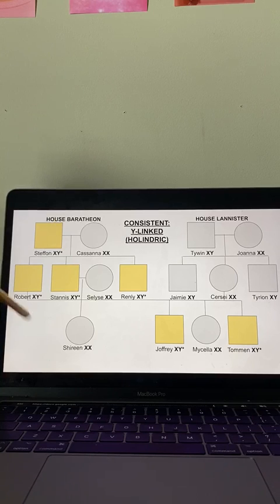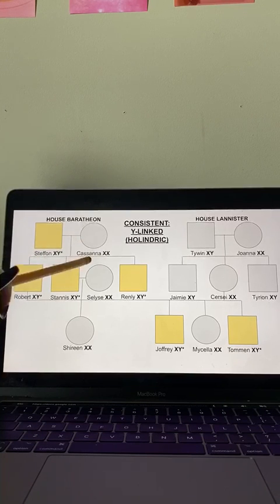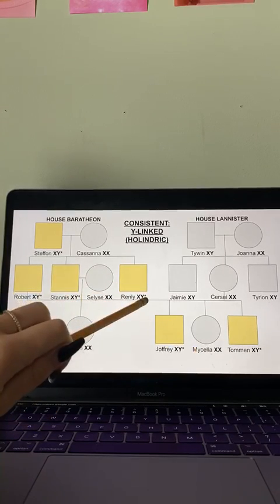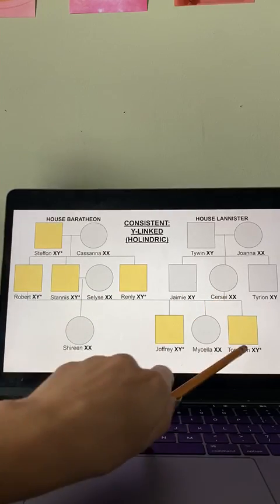So I went ahead and labeled everyone's genomes. Our females have 2 X's, and our males have an X and a Y. If our male is affected, he's going to have an asterisk on his Y. And in this situation, this works out because we can see Stefan gives his Y to Robert, Stannis, and Renly, and Robert will give his Y to Joffrey and Tommen.